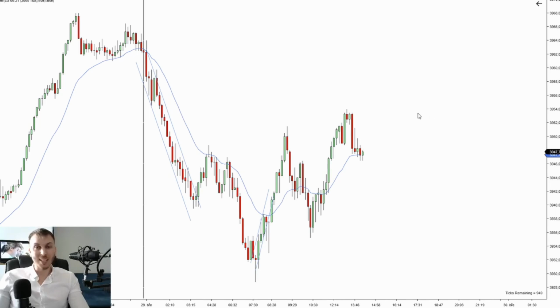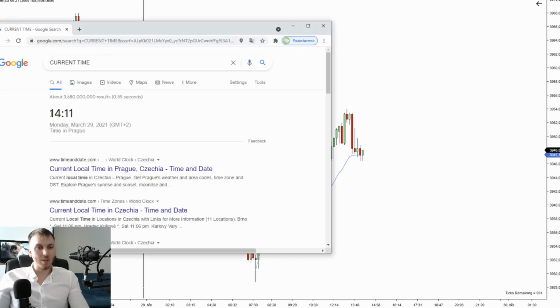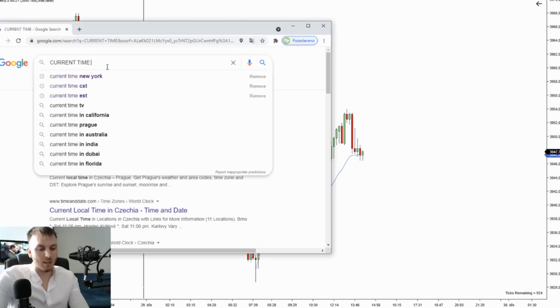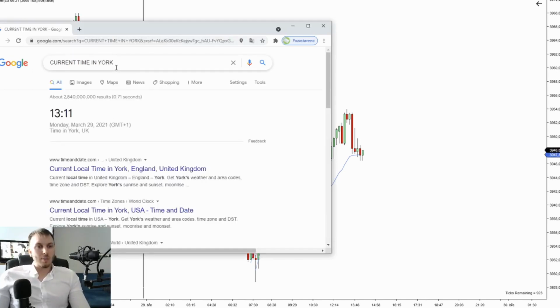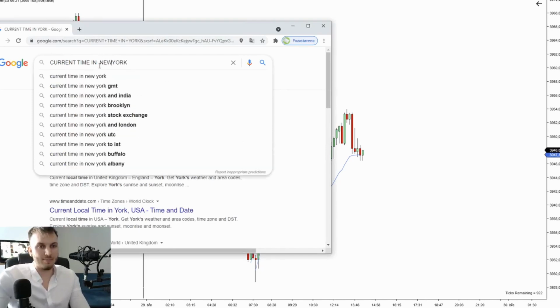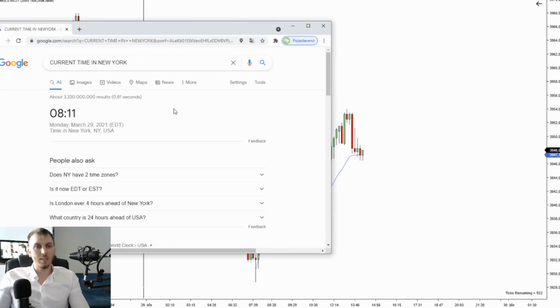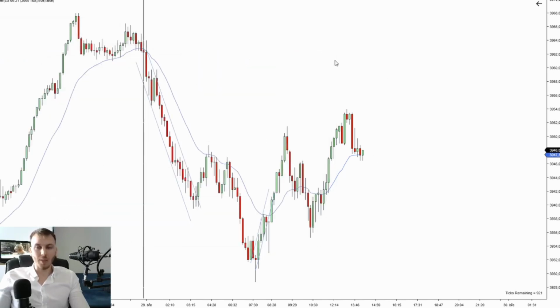We're looking at the S&P 500 2000 tick chart. It is March 29, and the current time, as you can see, is 14:11 in Prague, and in New York the current time is 8:11. This is for those of you who want to compare your charts to mine and see the time difference between the locations.